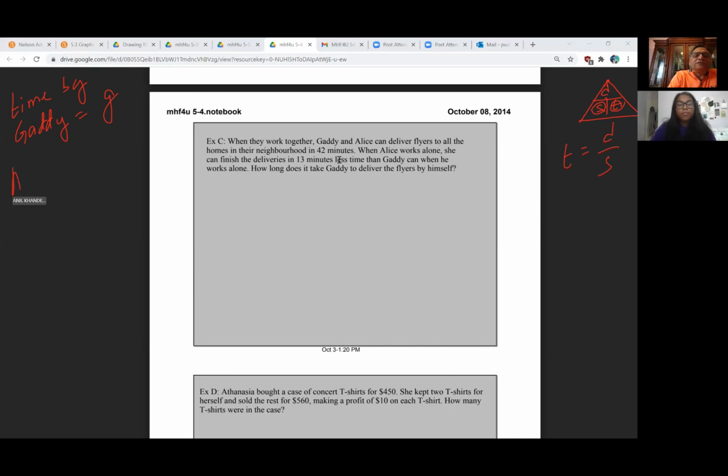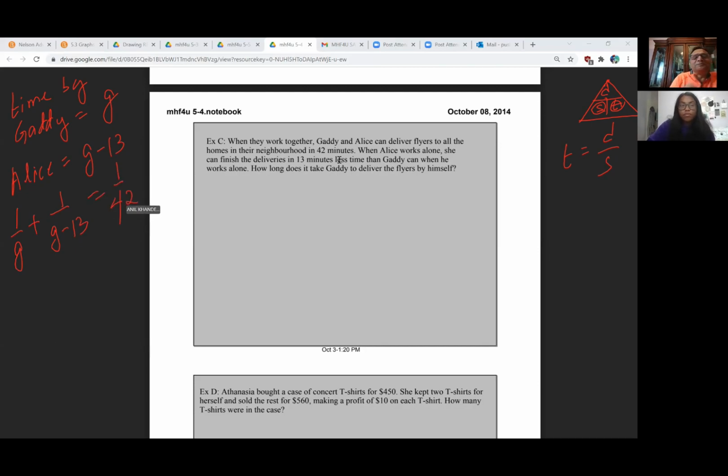Is that okay? Now, when they work alone, this is their time, right? But when they work together, they can finish the complete job in 42 minutes. So we say the complete job is one unit, right? So in 1 minute, how much of the job will they do? One over their time, so 1/42. With their rates, 1/G plus 1/(G minus 13) should be equal to 1/42.